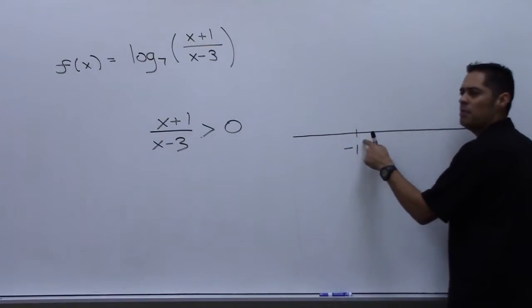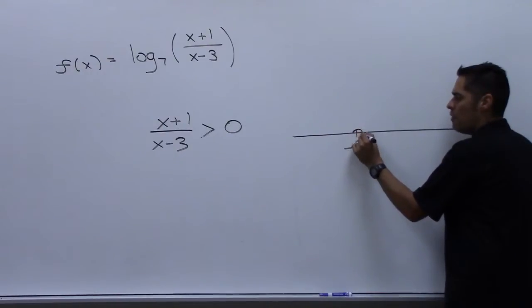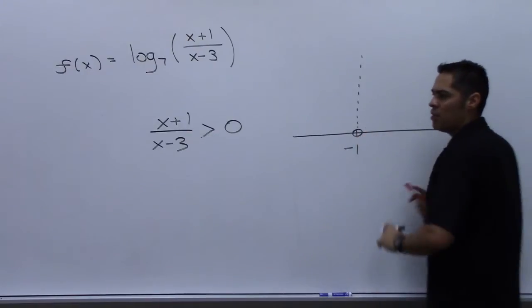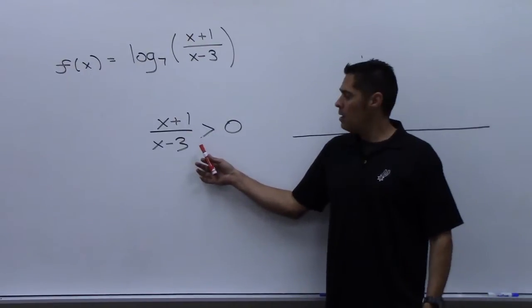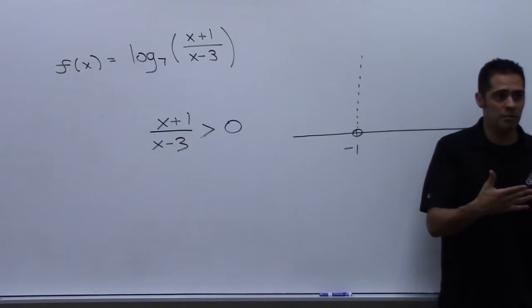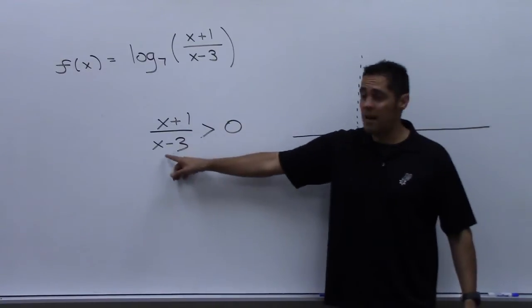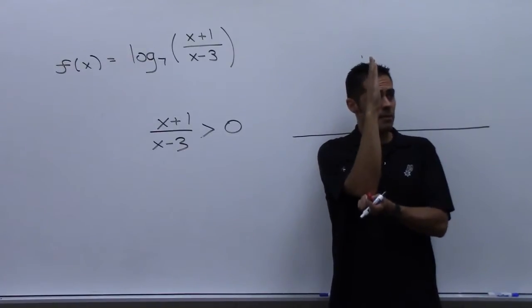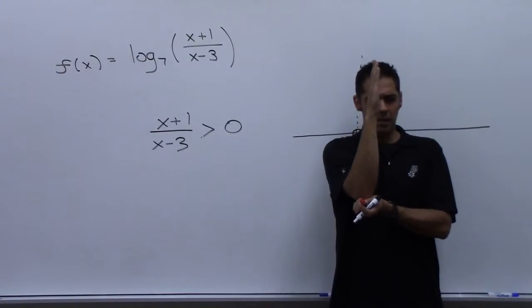Would I want to include that or not? No. I don't want that, but it's an important point in the problem, isn't it? I don't want to include it because I want it to be greater than 0. I also have another place where something interesting happens, and that's where? At 3, when I get division by 0. That's where we have a vertical asymptote from graphing. Are you making the connection here?